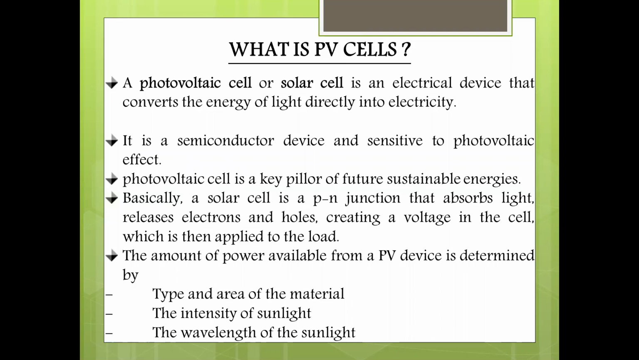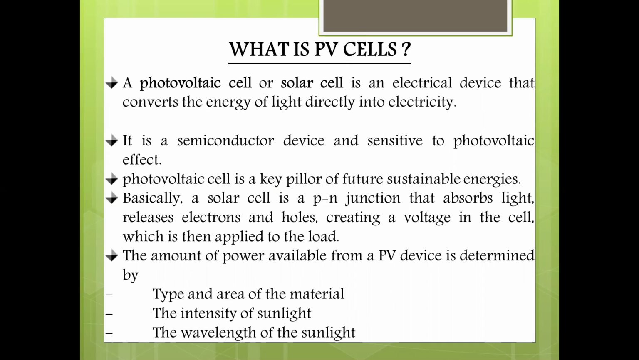This photovoltaic cell is a key pillar of future sustainable energies. It generally consists of a PN junction diode. This PN junction diode is the heart of the photovoltaic cell. This PN junction absorbs the light and releases the electrons and holes, which are responsible for the production of electricity. The electricity produced is then applied to the load.